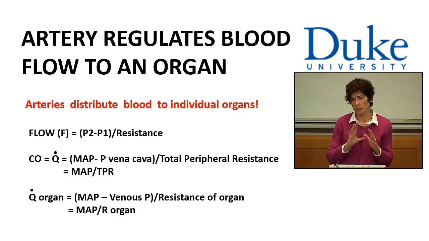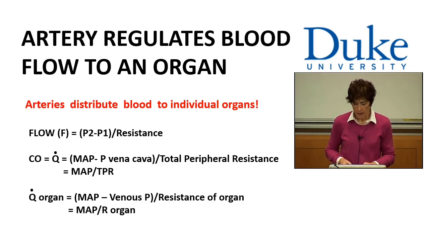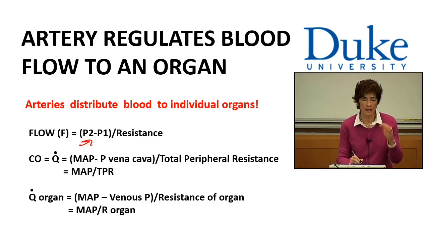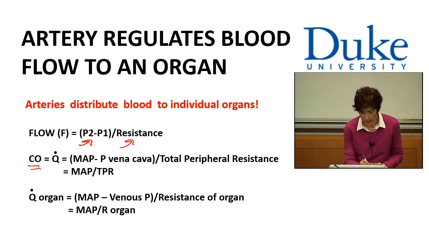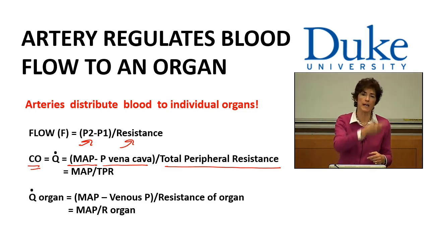So in order to distribute the blood to specific organs that need the blood for that particular state, we have these distributing vessels, which are called the arteries. The flow, as it goes through this system, will be dependent on the pressure gradient divided by the resistance within the system. So for the entire cardiovascular system, the mean arterial pressure minus the pressure in the vena cava divided by the total peripheral resistance is what we will consider, if we're talking about the entire system.